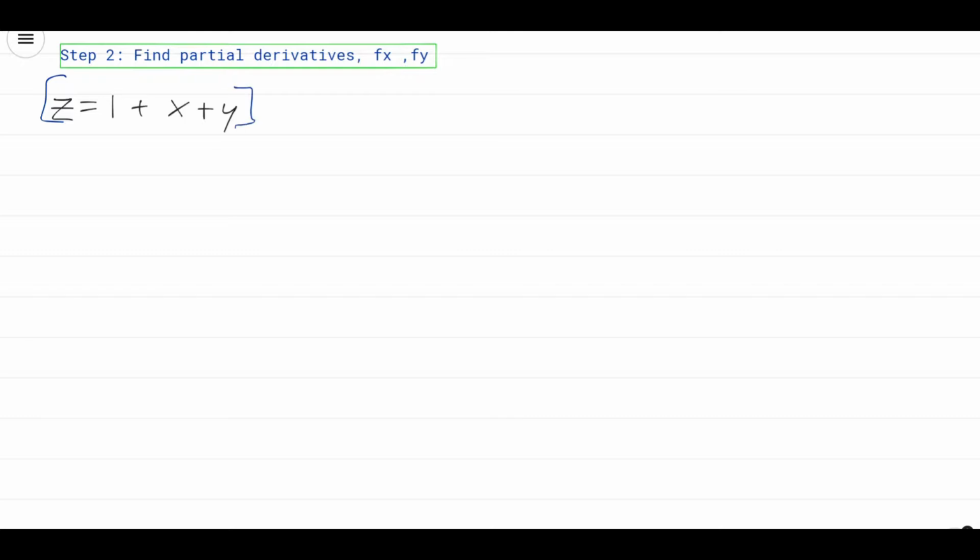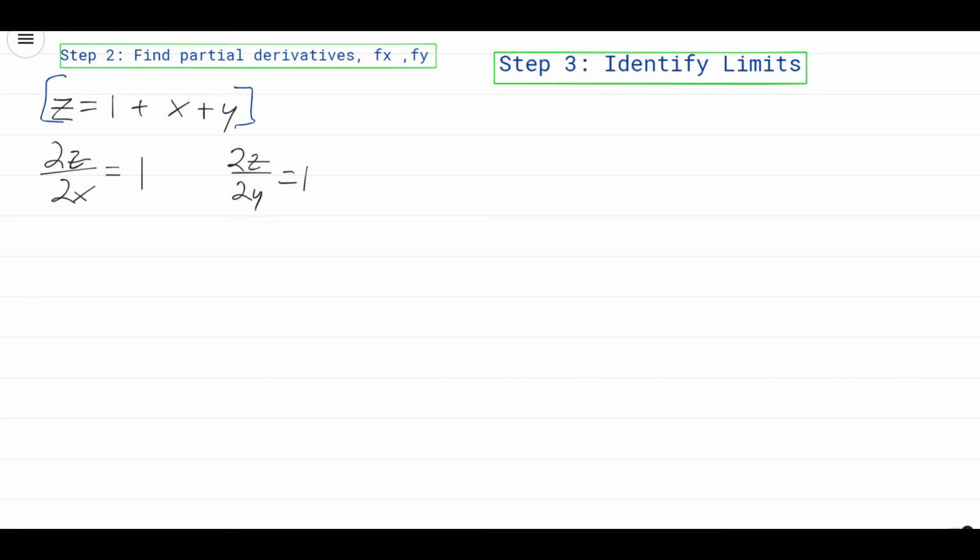Now that we did step 1, we're going to find the partial derivatives, partial x and partial y. We do this from the plane we were given, z equals 1 plus x plus y. The partial of z with respect to x is simply 1. The partial of z with respect to y is 1. If you don't know how to take partial derivatives, you should by now, but if you don't, I do have a video on that.